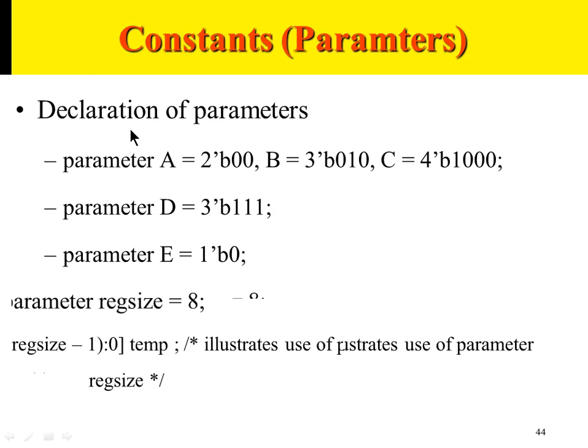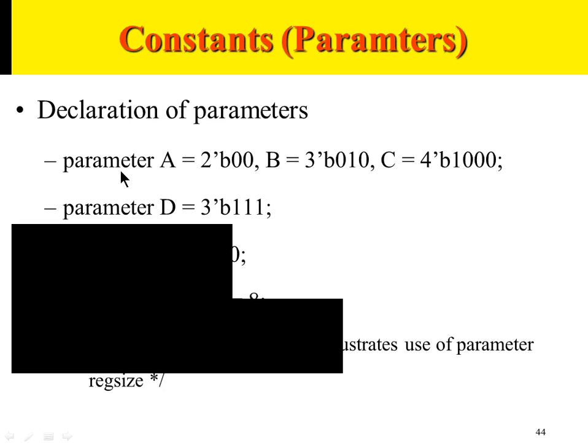Then we have parameters, which are basically constants in Verilog. So there are a lot of reasons you would need constants. You can declare constant by calling it a parameter. That's the keyword in Verilog. Parameter A is equal to 2-tick B00. That's how it is pronounced. 2-tick B00 means this is a 2-bit binary number, 00, and that is assigned to parameter A.